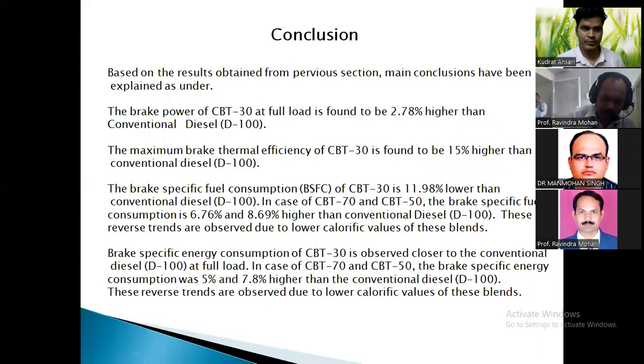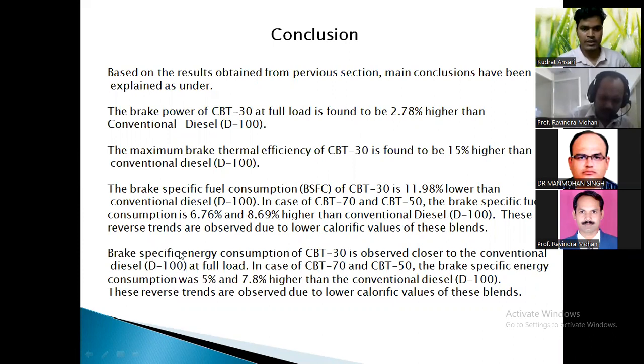Now the conclusion. Based on the results obtained from the previous section, the main conclusions are below. The CBT 30% in corn oil biodiesel is 2.78 higher than conventional diesel in terms of brake power efficiency. The brake thermal efficiency for the 30% blend of corn oil is found to be 15% higher than conventional diesel. The brake specific fuel consumption for the corn oil 30% blend is 11.9% lower than conventional diesel. In the case of CBT 70 and 50, the brake specific fuel consumption is 6.7% and so on, as shown.